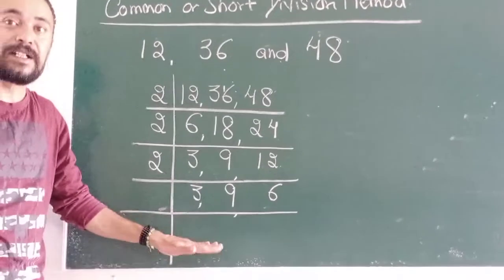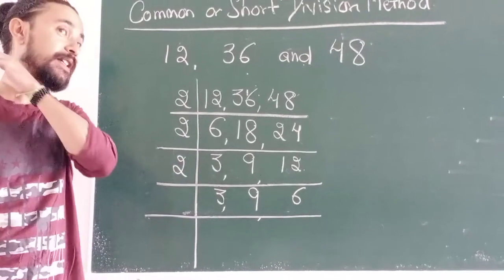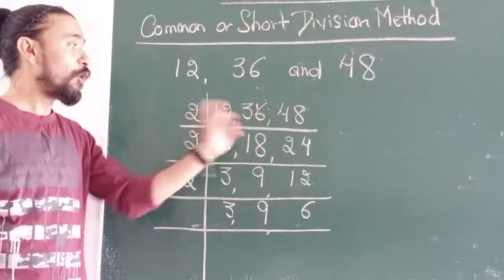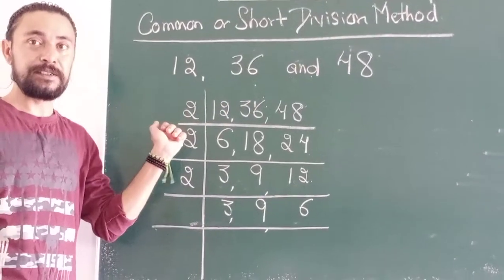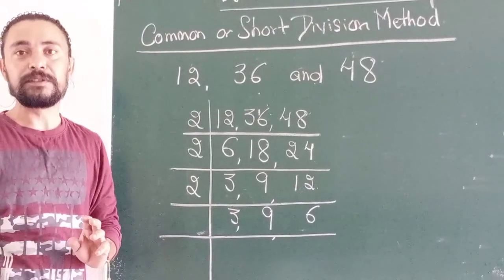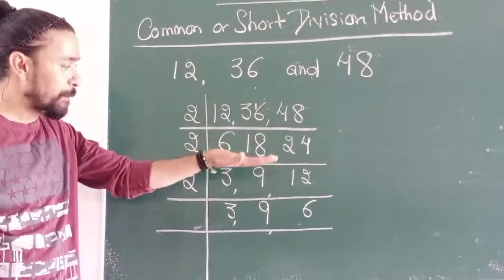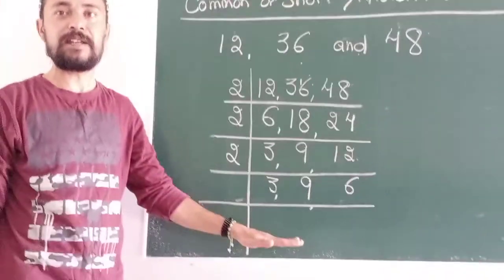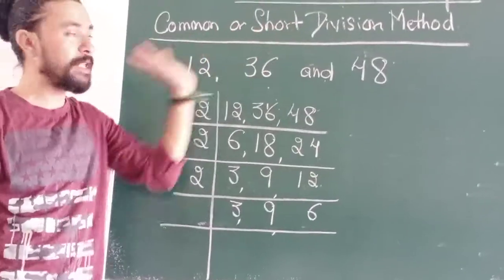Remember, this is the difference between HCF and LCM. In HCF, only when all 3 were divisible, then we were dividing. Here, if anyone is divisible, you will divide, and the other numbers are copied down. But the pattern is going to be almost the same. You're still doing the short division method.